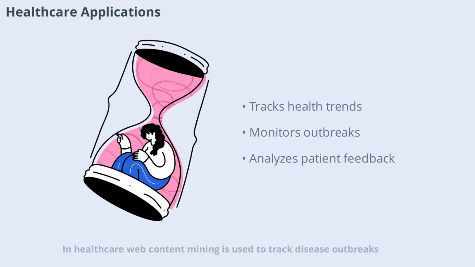In healthcare, web content mining is used to track disease outbreaks, monitor public health trends, and analyze patient feedback. By mining news articles, social media, and medical forums, researchers can identify emerging health issues and respond more effectively. This technology supports better decision-making and improves public health outcomes.